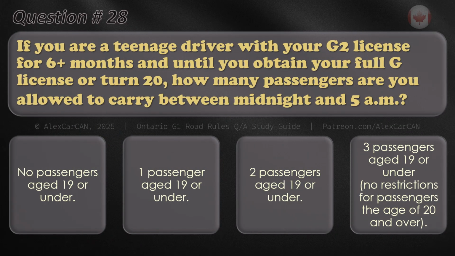Question number 28. If you are a teenage driver with your G2 license for 6+ months and until you obtain your full G license or turn 20, how many passengers are you allowed to carry between midnight and 5 a.m.? No passengers aged 19 or under. 1 passenger aged 19 or under. 2 passengers aged 19 or under. 3 passengers aged 19 or under. No restrictions for passengers the age of 20 and over. The correct answer is 3 passengers aged 19 or under. No restrictions for passengers the age of 20 and over.